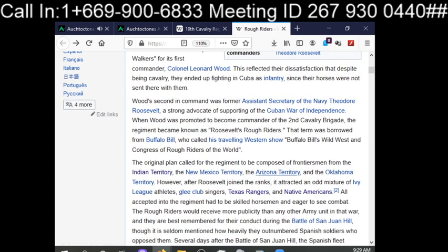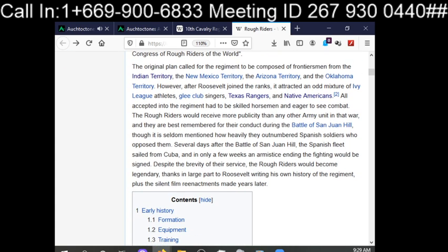It says, Wood's second in command was former Assistant Secretary of the Navy Theodore Roosevelt, a strong advocate of supporting the Cuban War of Independence. When Wood was promoted to become commander of the 2nd Cavalry Brigade, the regiment became known as Roosevelt's Rough Riders. The term was borrowed from Buffalo Bill, who called his traveling Western show Buffalo Bill's Wild West and Congress of Rough Riders of the World. The original plan called for the regiment to be composed of frontiersmen from the Indian Territory, the New Mexico Territory, the Arizona Territory, and the Oklahoma Territory. However, after Roosevelt joined the ranks, it attracted an odd mixture of Ivy League athletes, Glee Club singers, Texas Rangers, and American Indians.